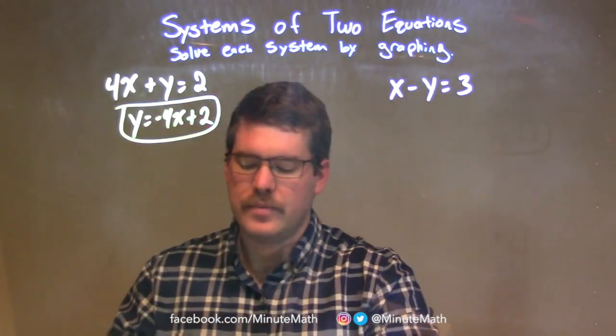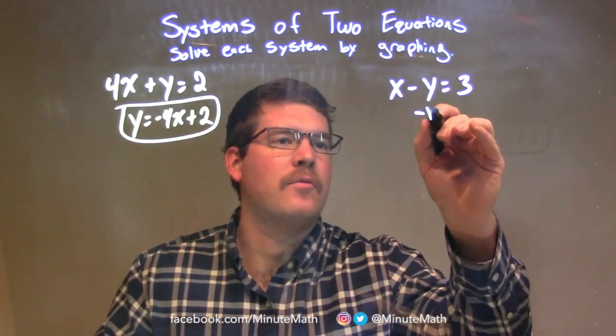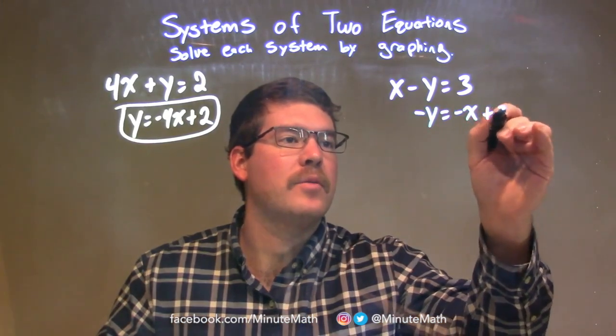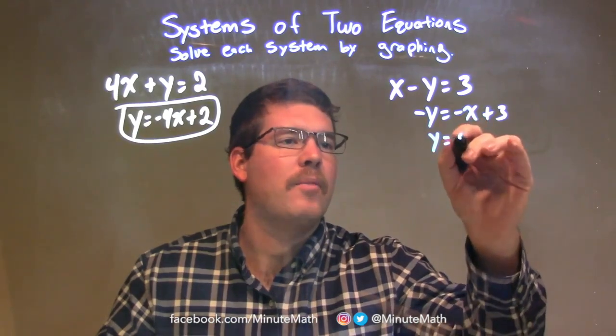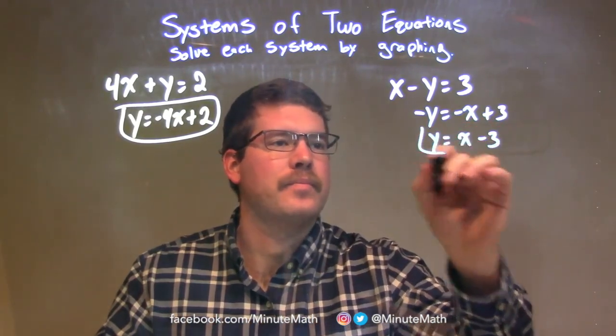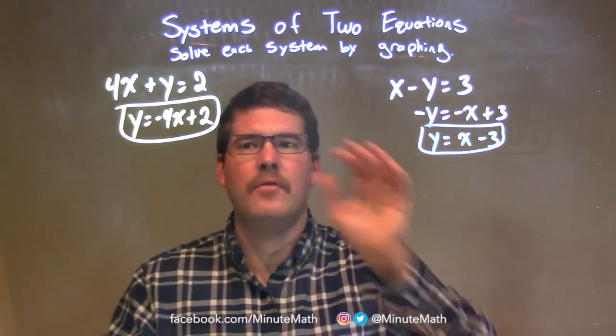Pretty simple for that. The other one, I want to get y by itself. Subtract an x from both sides. I have a negative y equals a negative x plus 3. Divide by negative 1 on both sides. Y is isolated now. We have a positive x minus 3. Okay? So we now have our two equations.